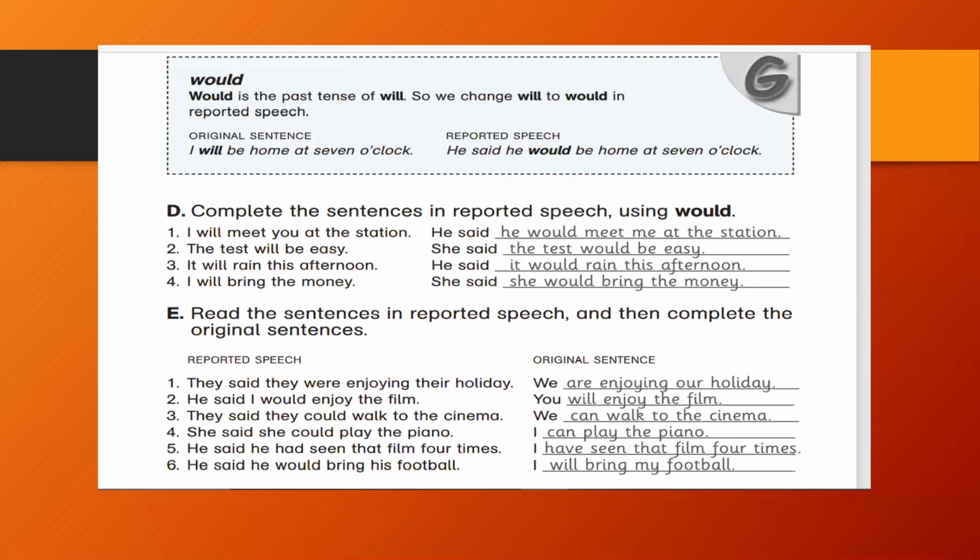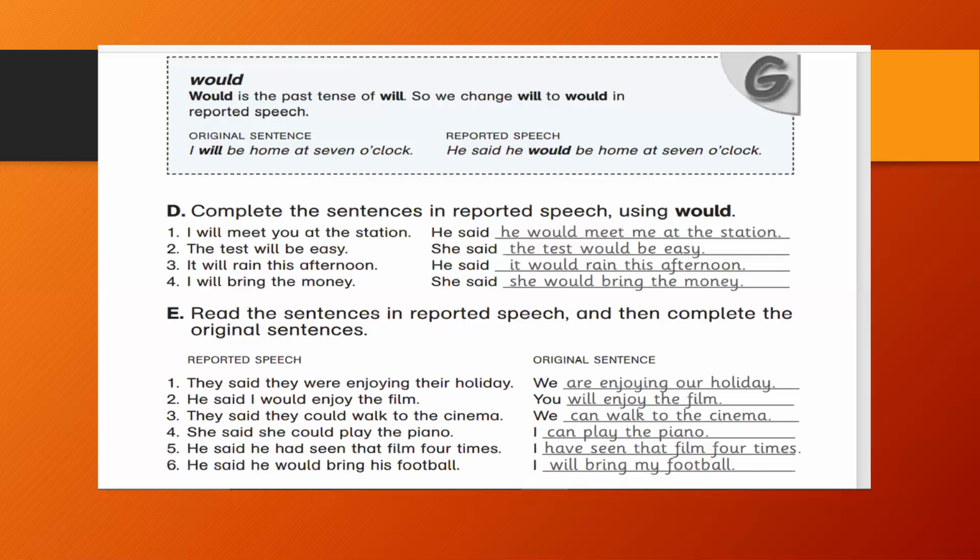Now here will is changed into would. Look at the sentence. I will be home at 7 o'clock. He said he would be home at 7 o'clock. Exercise D. Complete the sentences in the reported speech using would. I will meet you at the station. He said he would meet me at the station. The test will be easy. She said the test would be easy. It will rain this afternoon. He said it would rain this afternoon. I'll bring the money. She said she would bring the money.